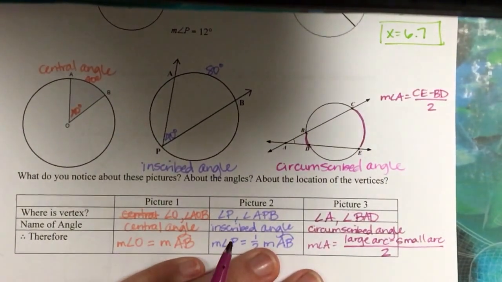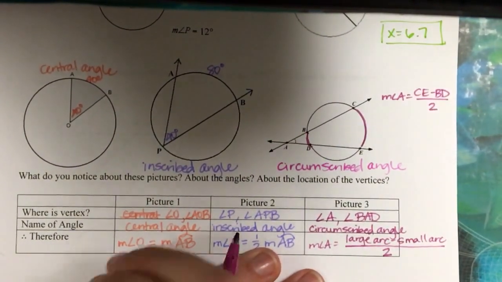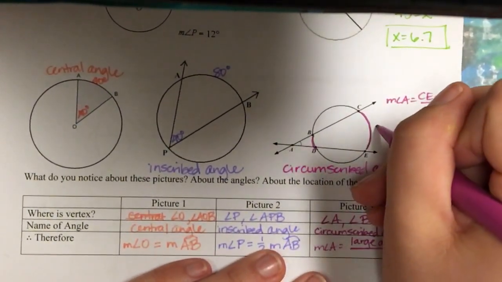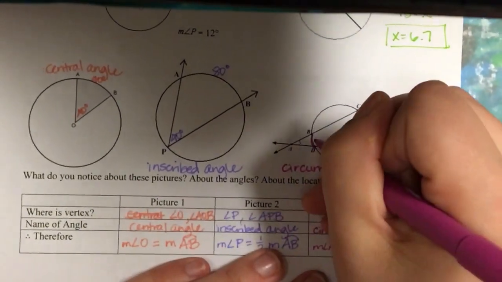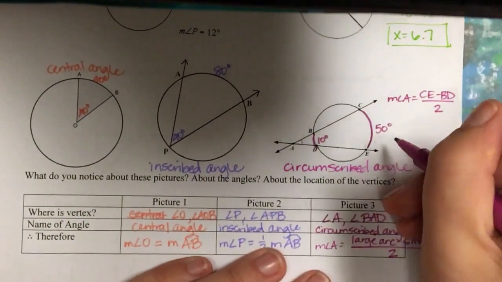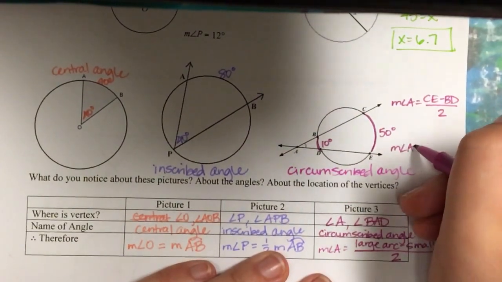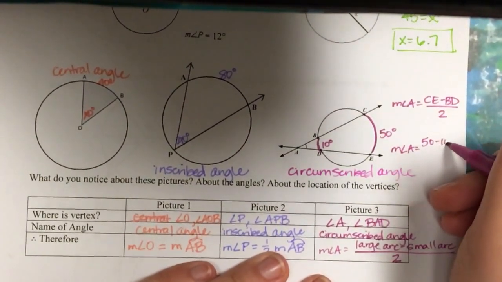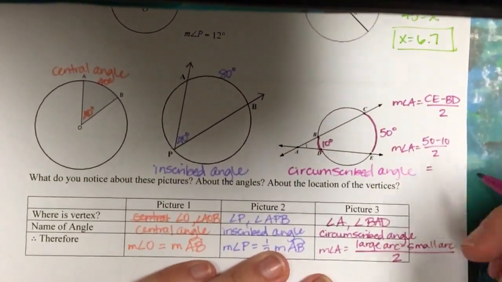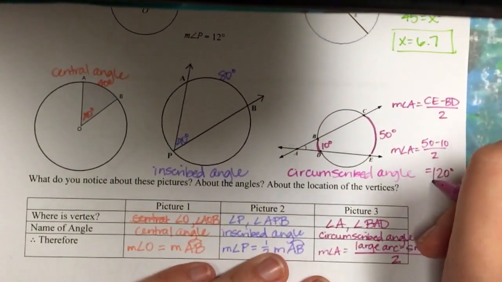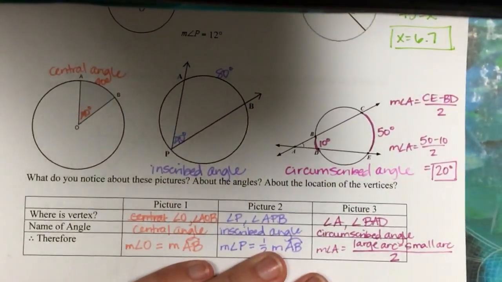So let's say just for fun, I guess, that CE is 50 degrees and BD is 10 degrees. So the measure of angle A equals 50 minus 10 divided by 2, which would be 20 degrees. Okay, so that would be the measure of angle A.